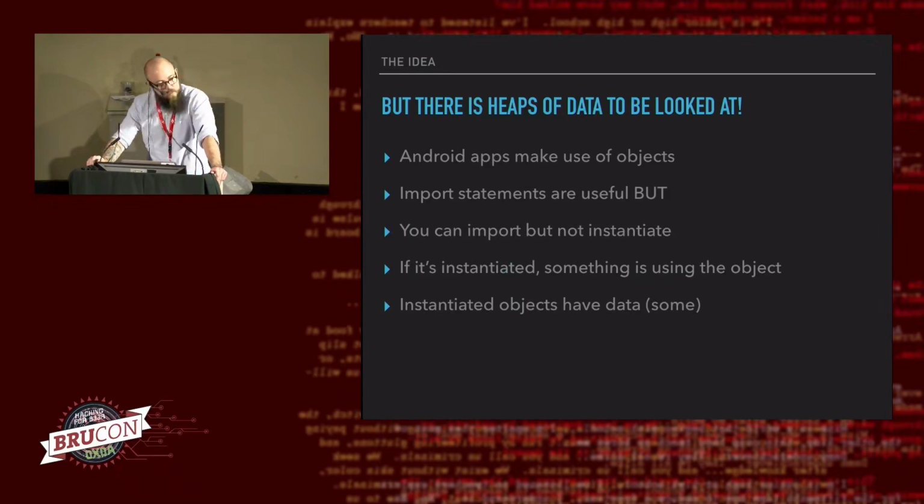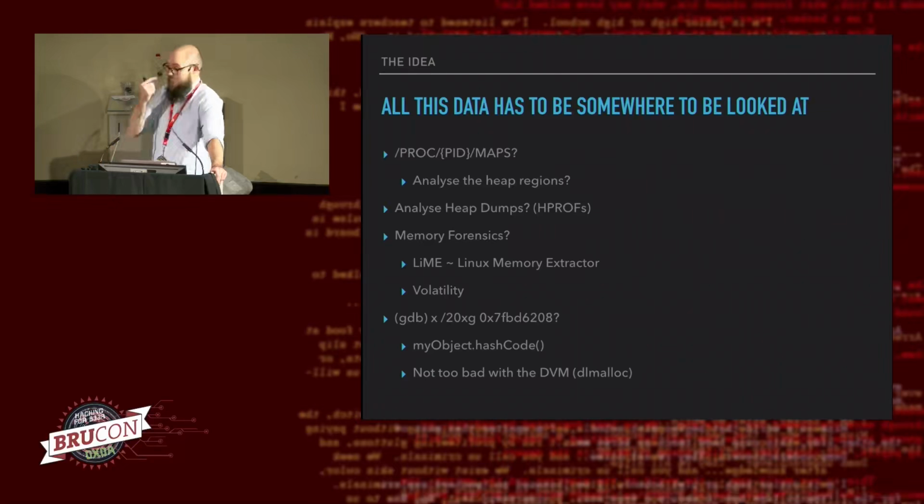So I thought, well, okay, everything that an app does boils down to objects. So this data has to be sitting somewhere. And we know it's sitting on the heap. And one of the first places we may typically look at is proc PID of the process in maps and look at the heap regions.